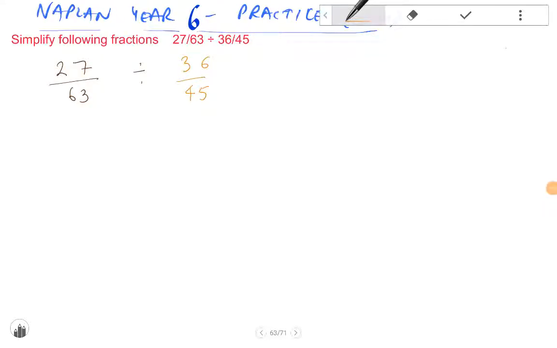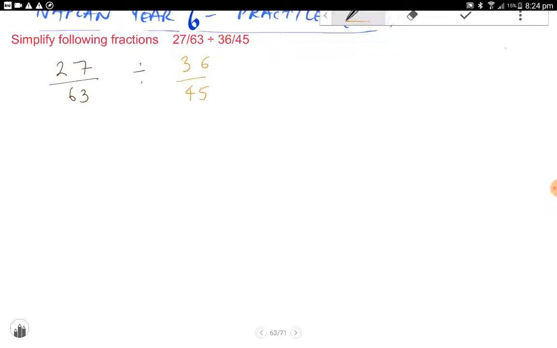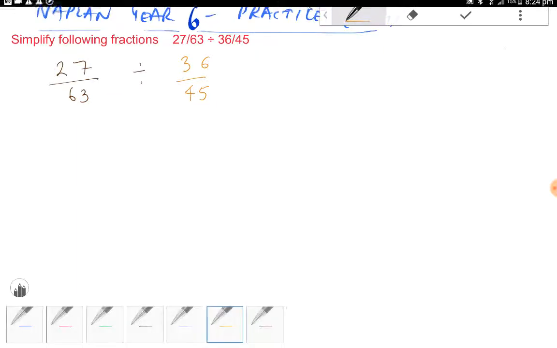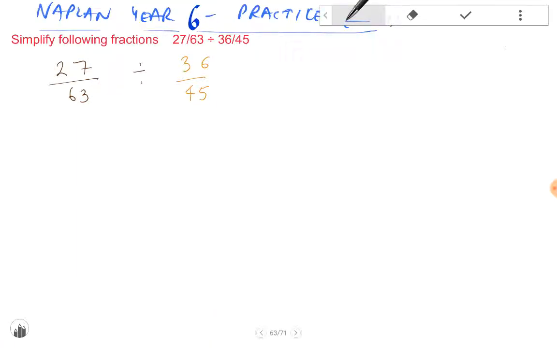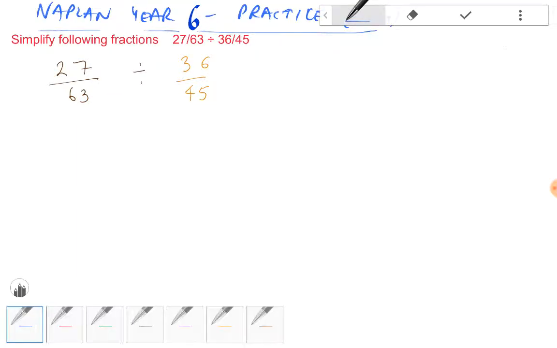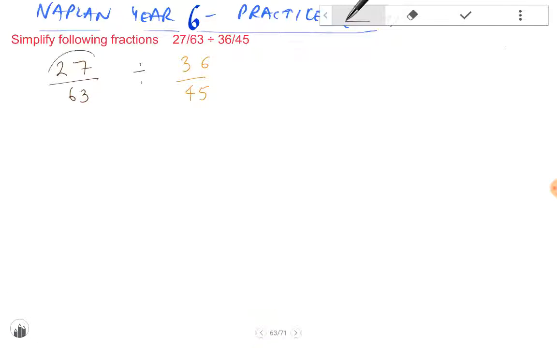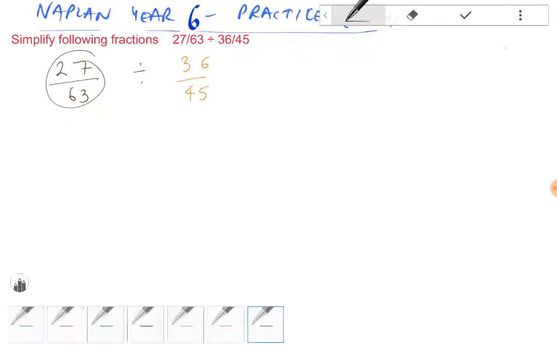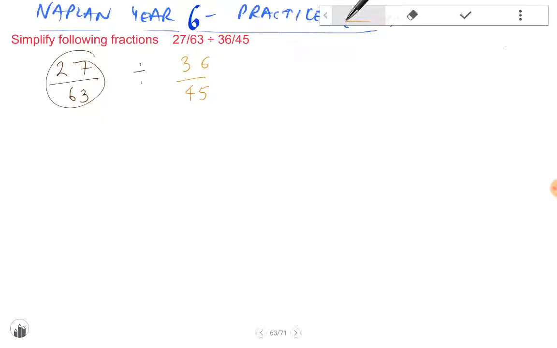Simplify following fractions. So we have been given a fraction which has to be divided by another fraction. So we have the first fraction here, which is 27 divided by 63, and we are dividing this by another fraction which is 36 divided by 45.